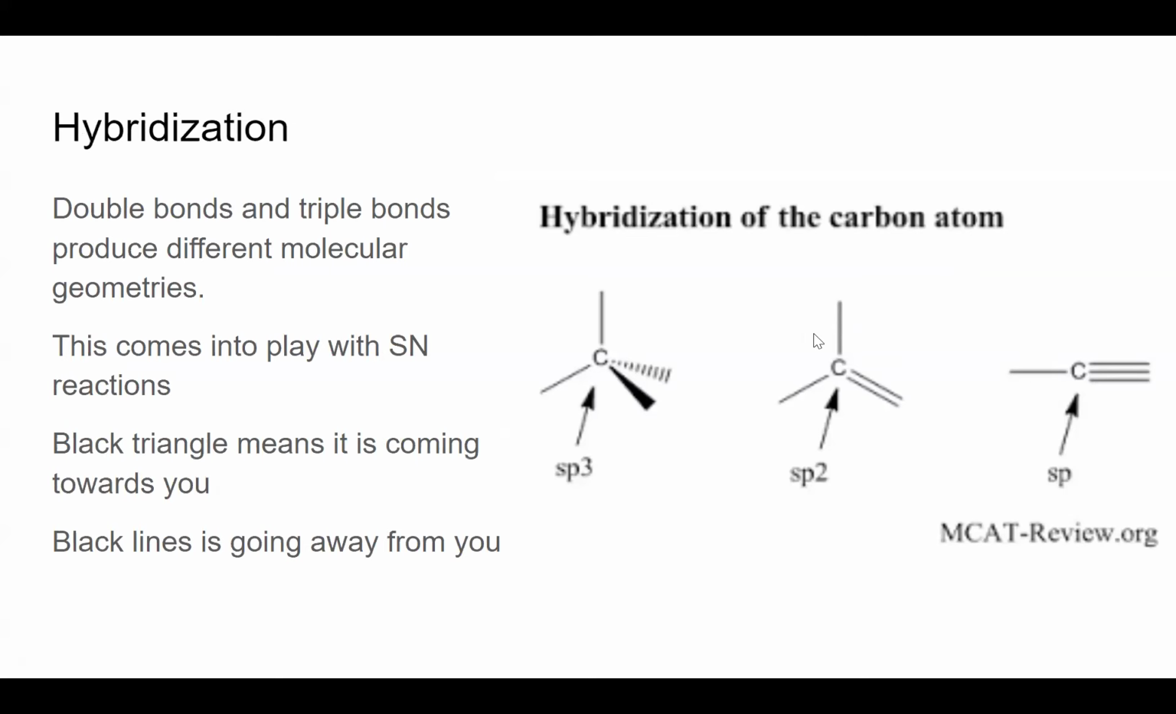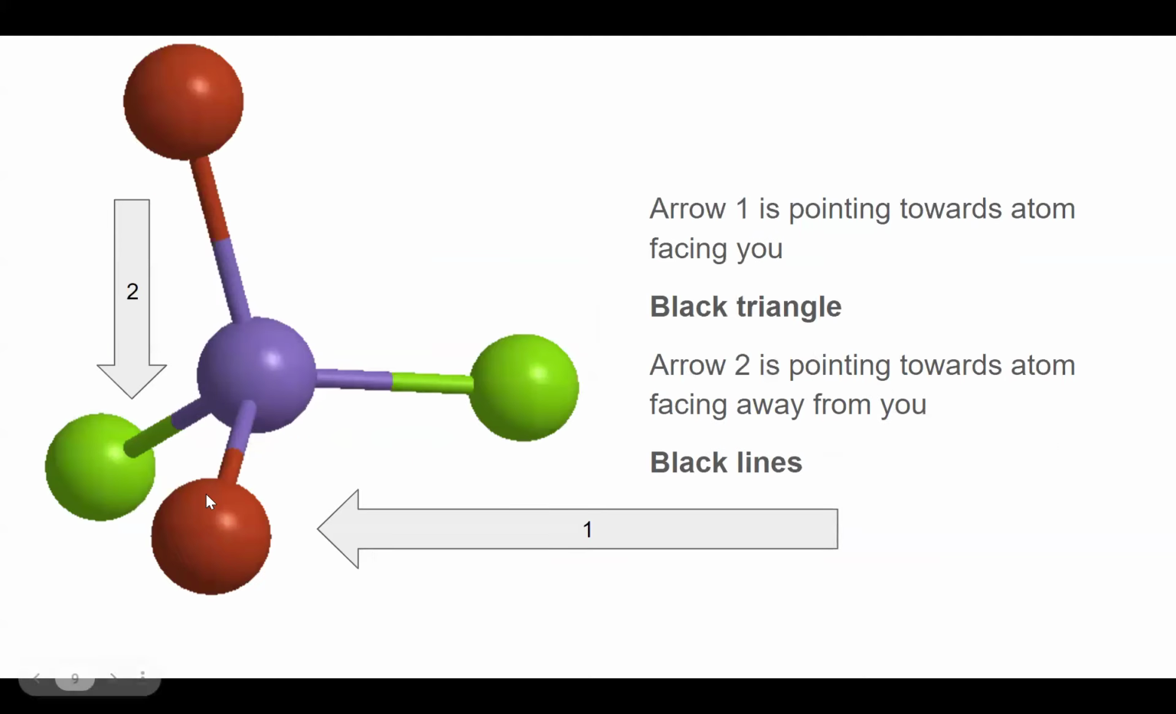Hybridization. Hybridization is the molecular geometry. However, it comes into play with different types of reactions. As you can see with this sp3 hybridized carbon, the black triangle is going towards you while the black lines are going away from you. This is represented with the black triangle and the black lines. As you can see in this comic right here as well, this clearly is going towards you, while this is going further away from you.